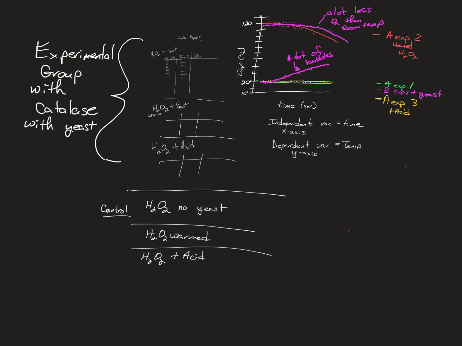And then what should have happened with this one, like that was the one with the bubbles, right? The H2O2 at room temperature with yeast. But when you added acid, maybe you saw this happening. Maybe it went up a little bit, but probably not. And what you got was something like this.